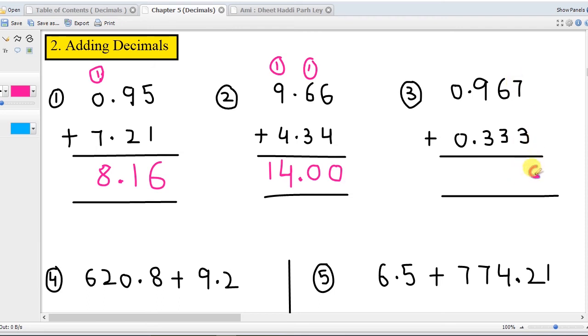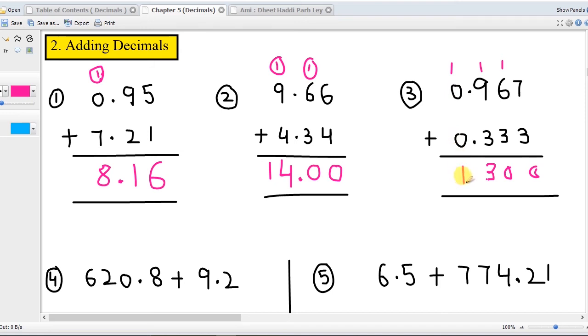Next, 7 plus 3 is 10. So 0 here, 1 goes on the carry. 1 plus 6 is 7. 7 plus 3 is 10, so 0, and 1 goes on the carry. 1 plus 9 is 10. 10 plus 3 is 13. So we write 3 at the bottom and 1 goes on the carry. And 1 plus 0 is 1 and 1 plus 0 is 1.